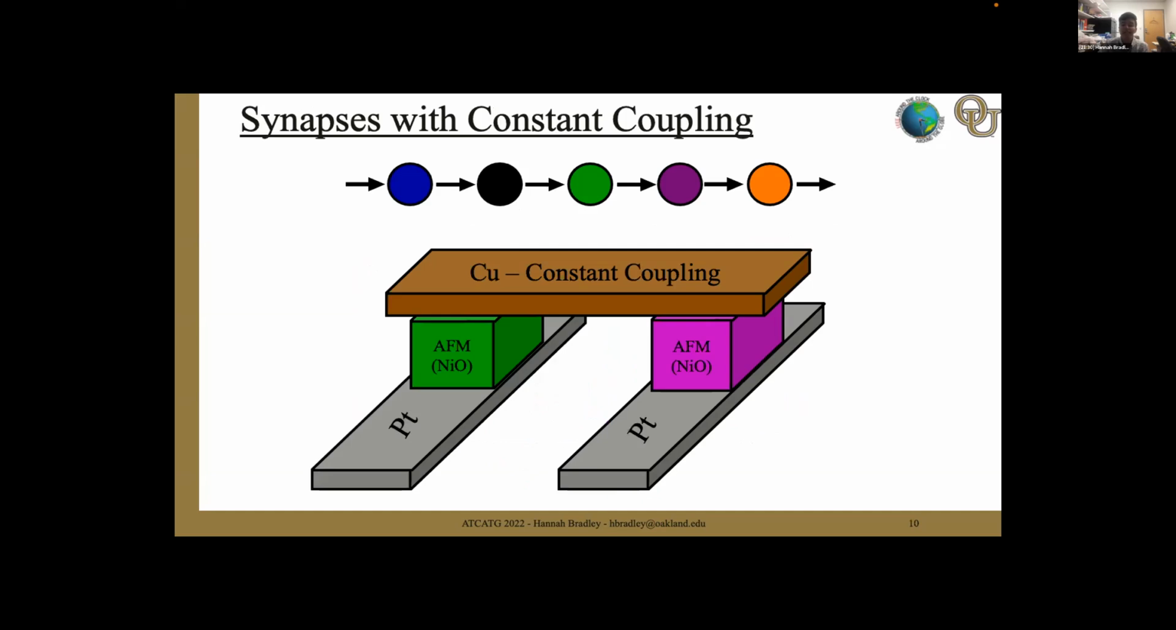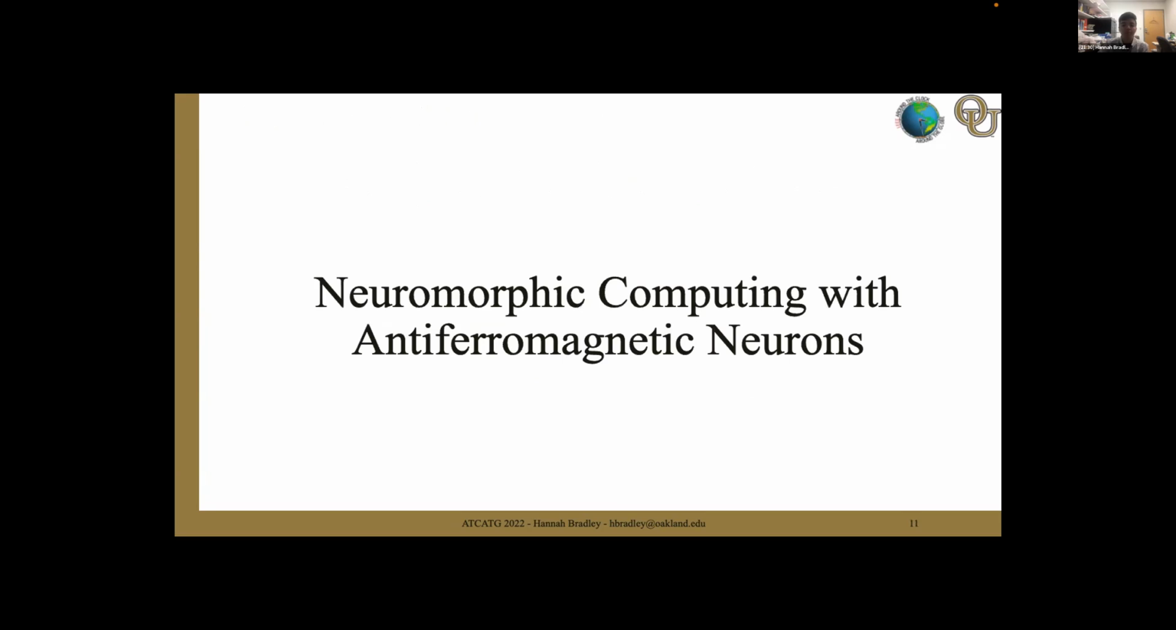The synapses used to couple these neurons are constant and easy to implement. A simple copper bridge would be able to carry a spike of spin current from one neuron to the next. This is great when creating simple AFM neuron circuits like inhibitors and memory loops. However, variable synapses are needed to create more complex neural networks.